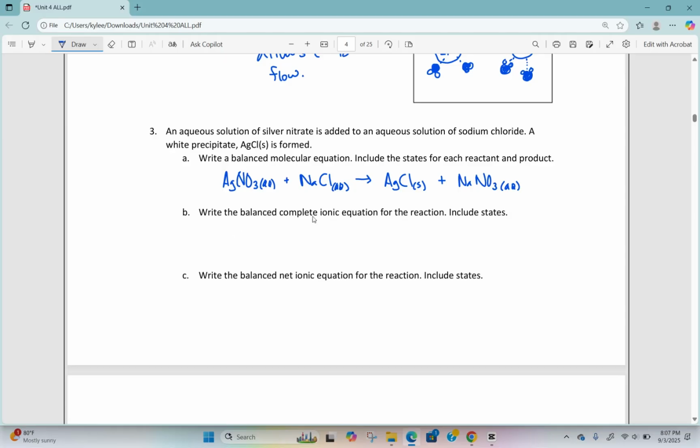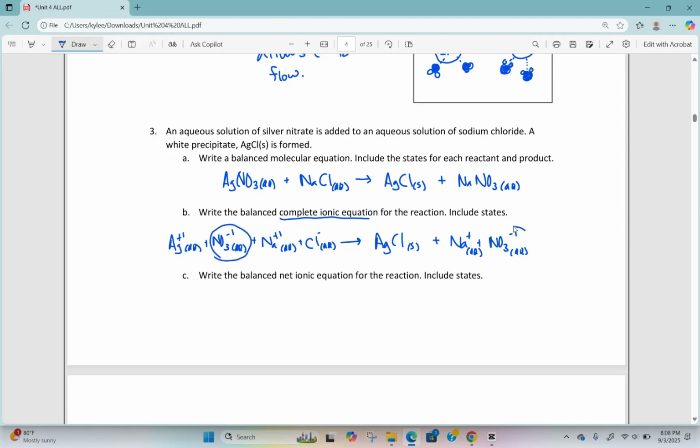The next step is to write what's called a complete ionic equation. And this is where I break up anything that is aqueous into its ions. We leave our precipitate alone. It does not get broken apart. And then finally, we want to cancel out our spectator ions. And our spectator ions are going to be the ones that appear exactly the same on both sides. So that's going to be nitrate and that's going to be sodium. Another way to think about it is we want to show what is making the precipitate.